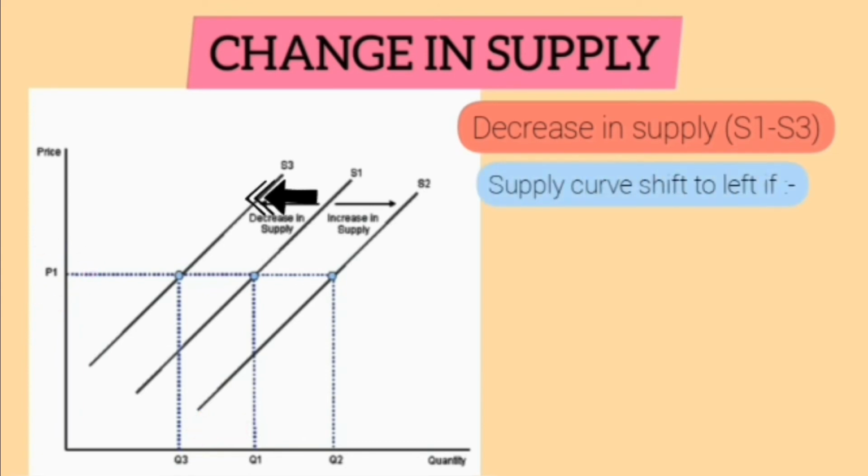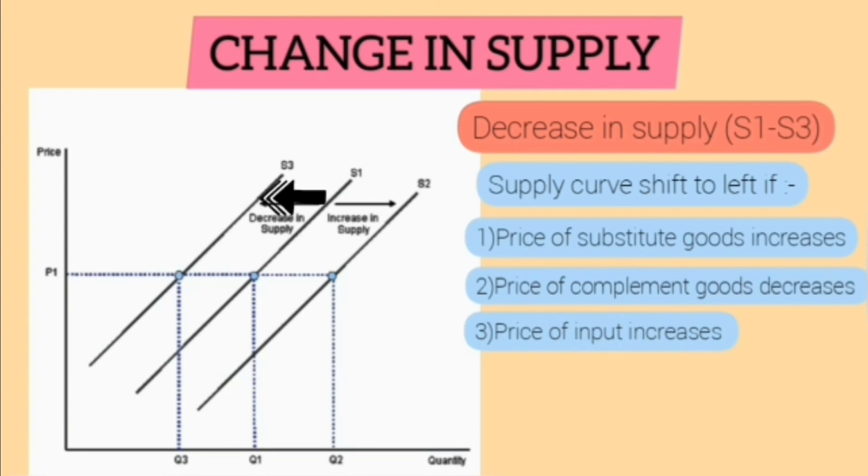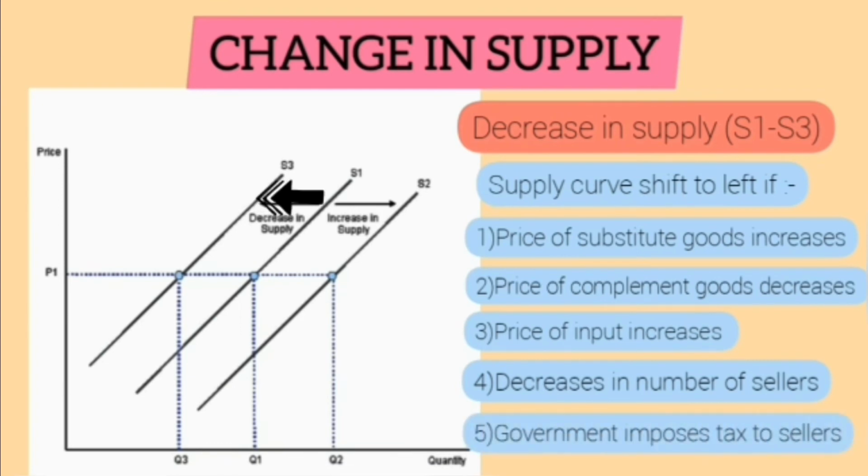The supply curve shifts to the left if: number 1, price of substitute goods increases; number 2, price of complement goods decreases; number 3, price of input increases; number 4, decrease in the number of sellers; and the last one, government imposes tax on the seller.